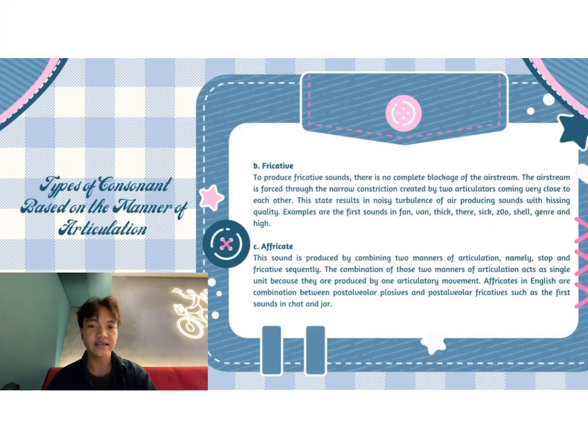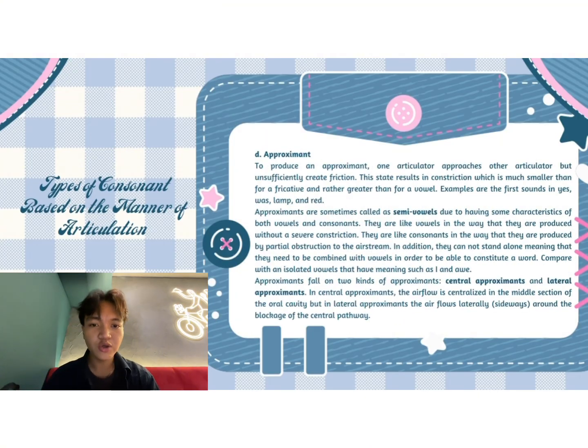And lastly, liquids and glides are produced with partial or minimal obstructions. Liquids include l and r, while glides include w and j.